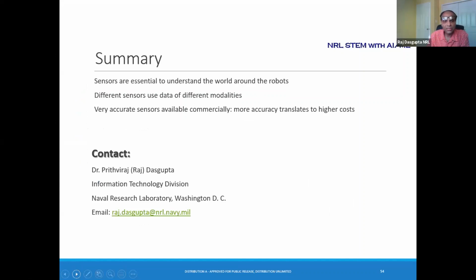So we talked about different sensors. And so the bottom line is more accurate sensors means higher costs, but less effective sensors are good for robot fighters. If you have any questions, I would be happy to take them over the chat room.